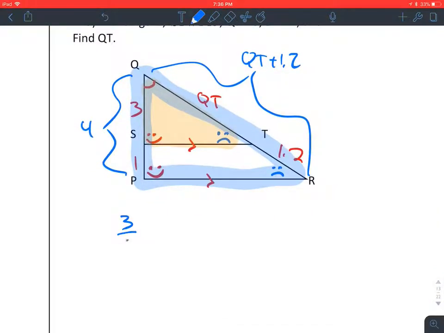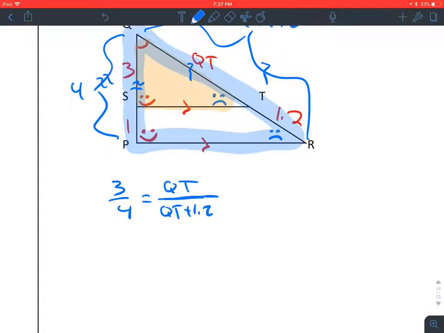So 3 is to 4, because 3 and 4 are corresponding, as QT is to QT plus 1.2. I just made a proportion using ratios of corresponding sides of similar polygons.